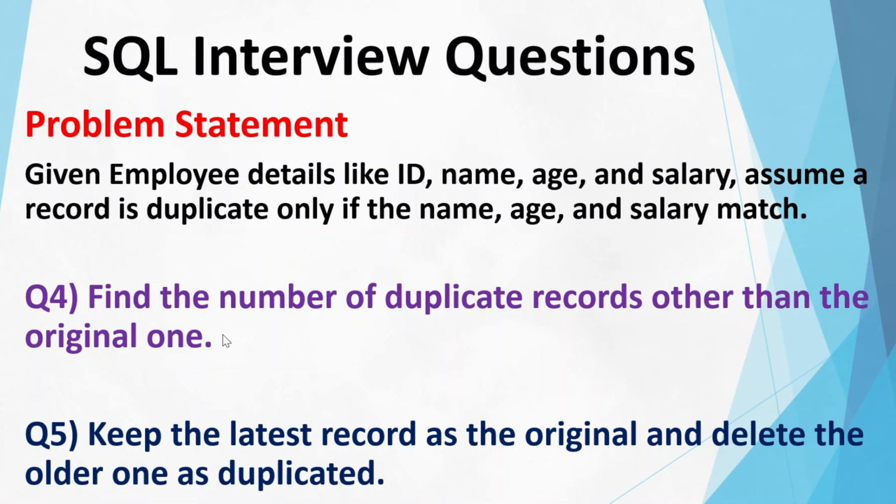Find the number of duplicate records other than the original one. So we need to count the number of duplicate records, but we should not include the original one while counting. We should not consider the original one while we are counting the duplicate records, right? The next question: keep the latest record as the original one and delete the older one as a duplicate. So we need to delete the duplicate record, but here we need to consider the older one as the duplicate record. Okay. Now we will start solving these problems in SSMS.